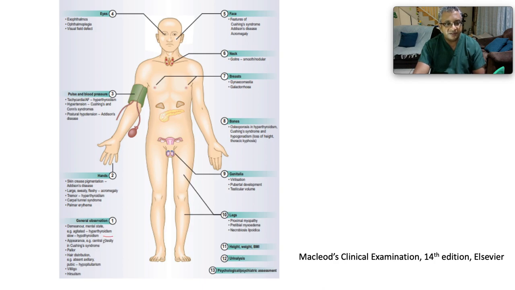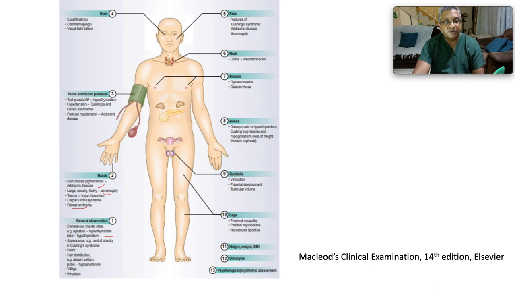Look at the appearance of the central obesity in Cushing's, pallor, hair distribution. Look for absent axillary or male pattern distribution of hair or pubic hair, which speaks to hypopituitarism. Look for virilism and hirsutism. In the hands, you want to note any skin crease pigmentation, speaking to Addison's disease. Also in the buccal mucosa, right? Large, sweaty, fleshy hands speaks to acromegaly. Eczema speaks to hypothyroidism. Check for carpal tunnel syndrome and palmar erythema.